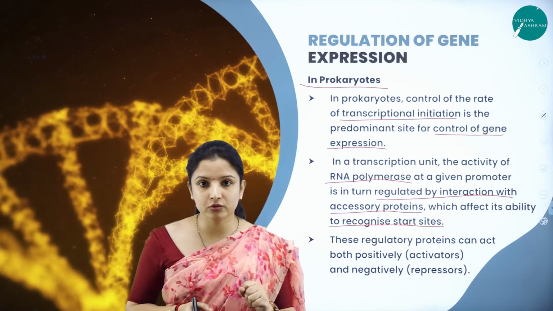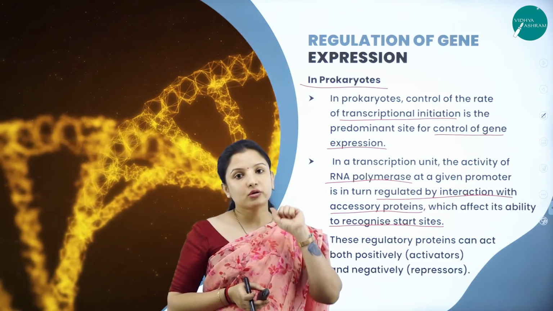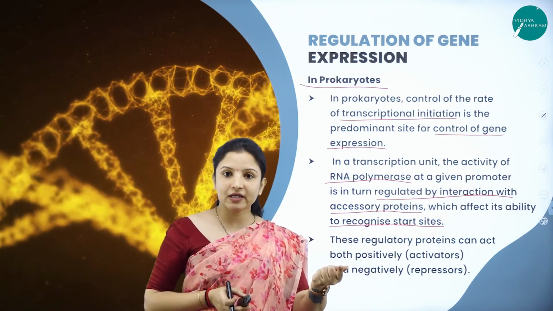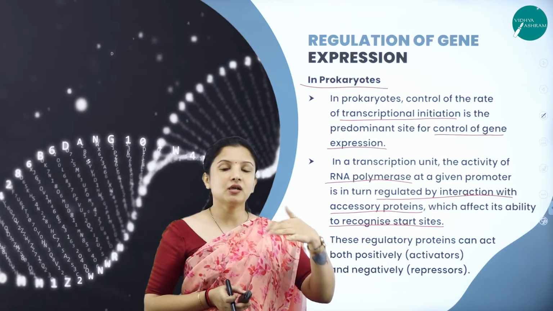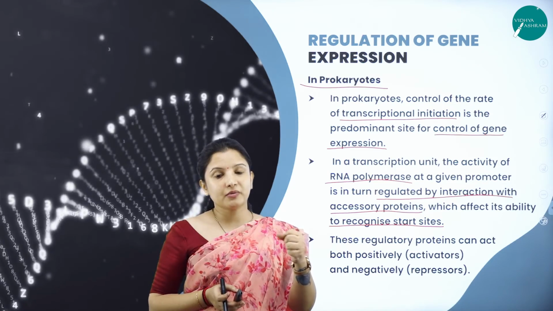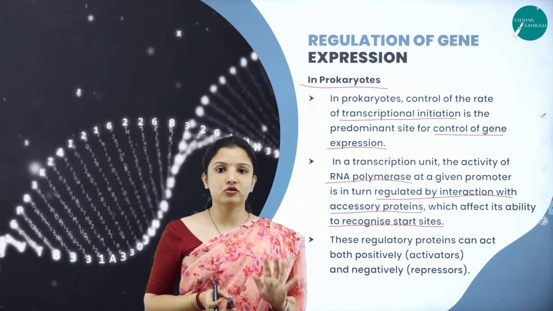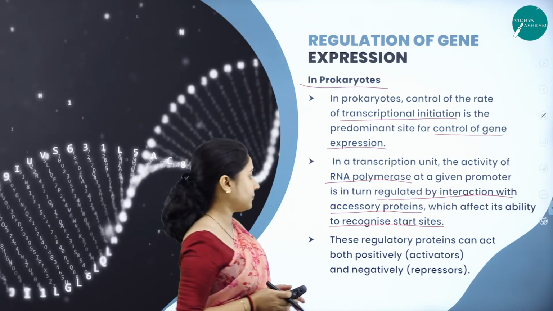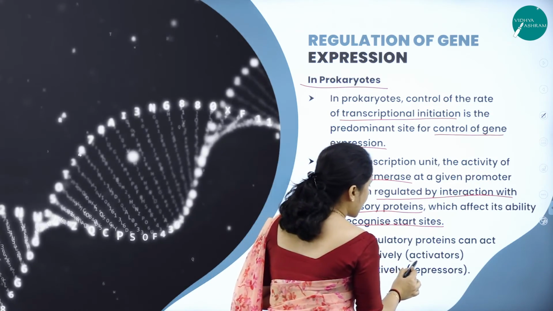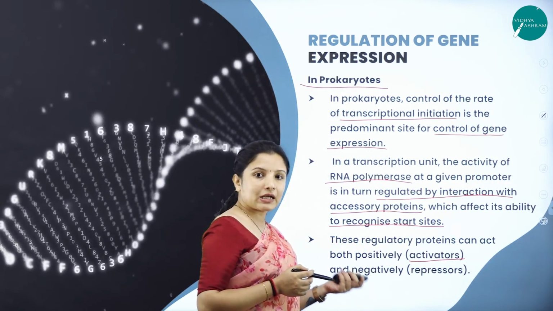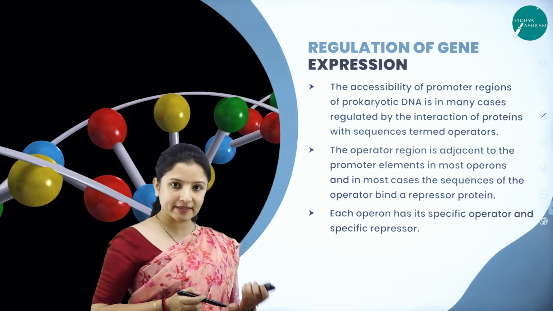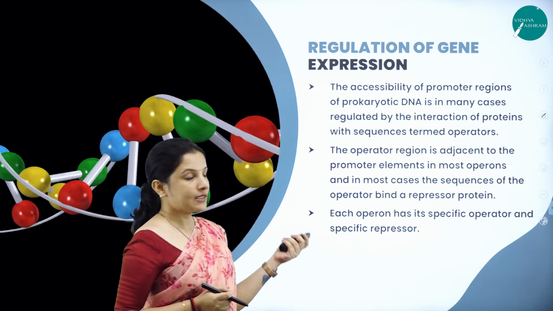So what these proteins will do is they will go and bind to the promoter region. After binding, either they can activate transcription, which means they can trigger the RNA polymerase to produce the mRNA strand, or they can make the RNA polymerase remain silent and not allow it to produce the mRNA strand. So two things can happen. The regulator proteins can act positively, as activators, and they can act negatively, as repressors. How? We shall look into it by taking an example of lactose in the further slides.